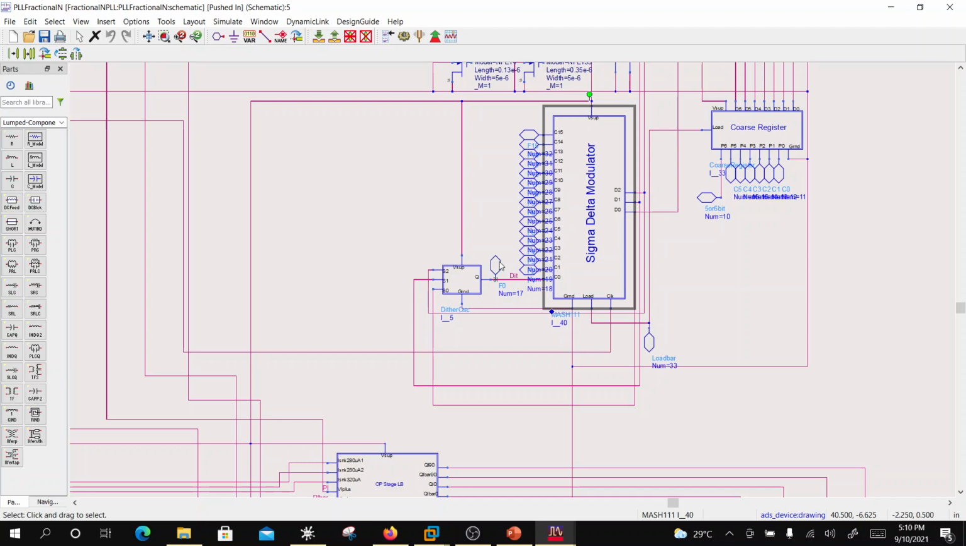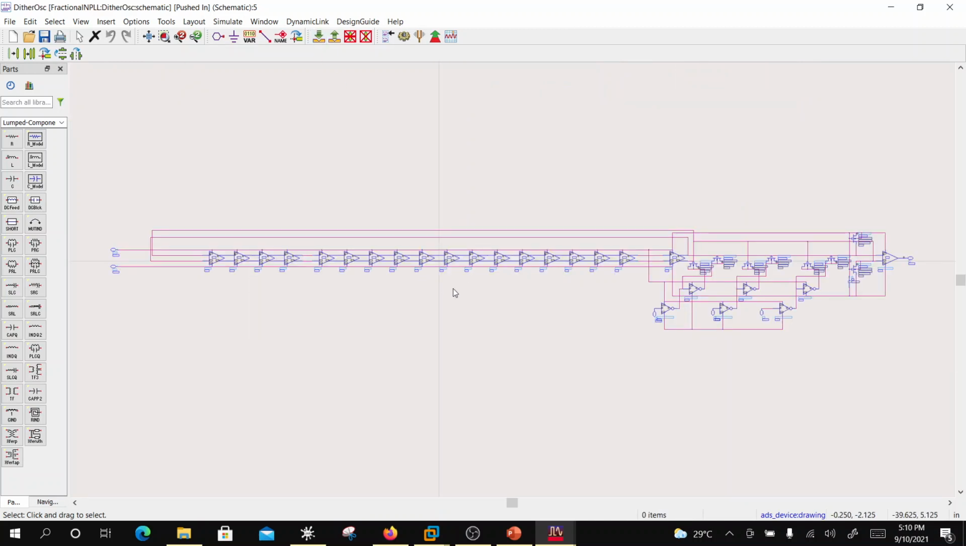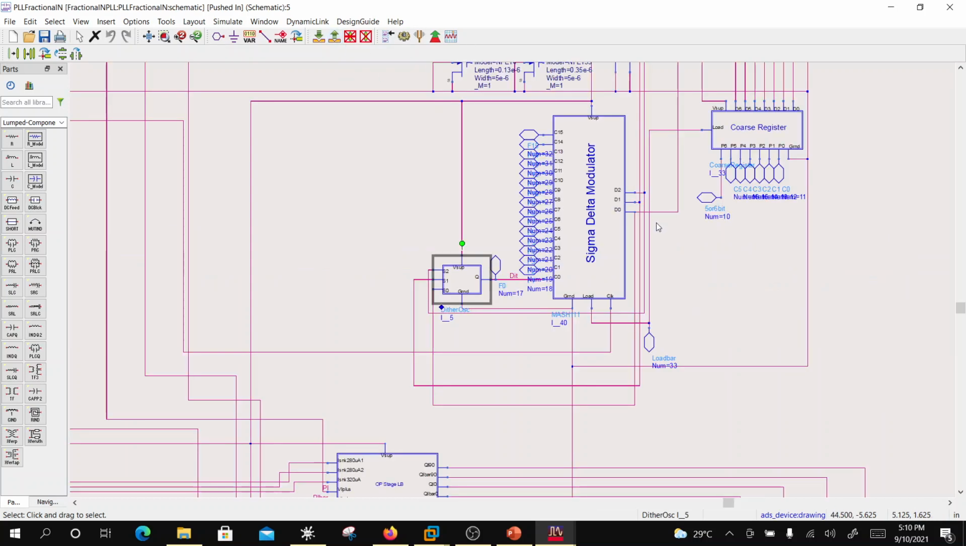But again the LSB may be introducing a spur, and for lowering that spur there is something called a dithering circuit. So there is this ring oscillator which is establishing a dithering on the LSB of a sigma delta. So that's what is happening in this case.